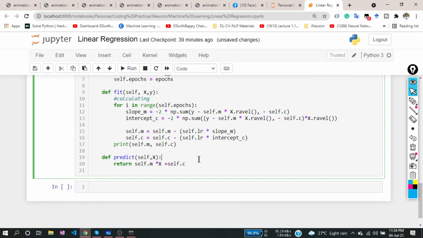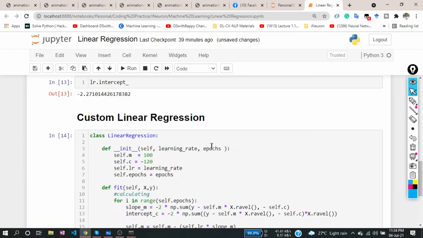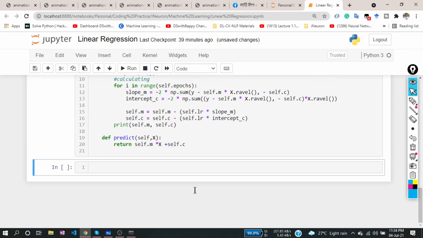If you visit the GitHub code of the scikit-learn library, you will see they are using that kind of notation in their functions. So I think we have done. Let's run the code. Yeah, we are not getting any error.